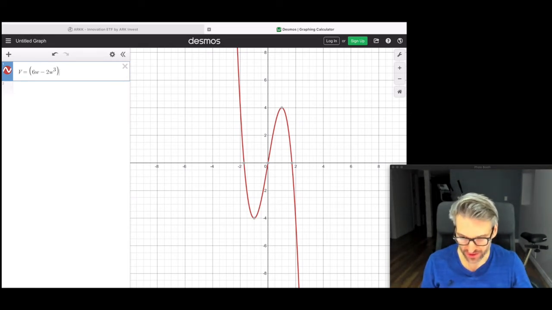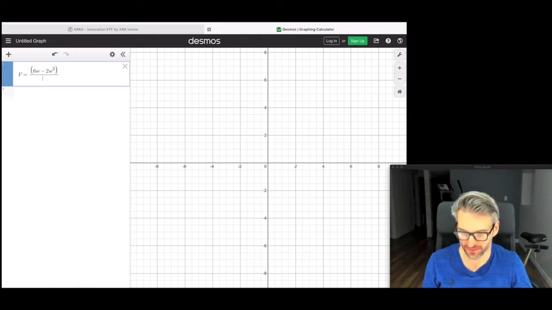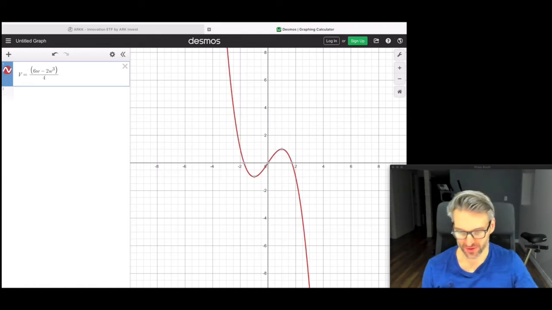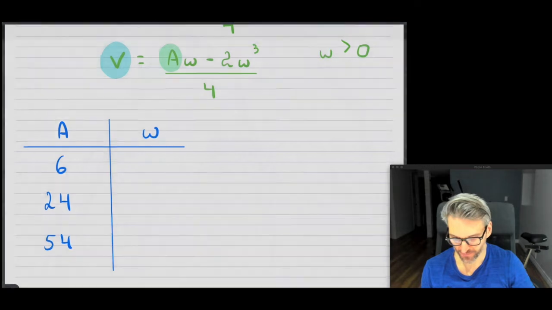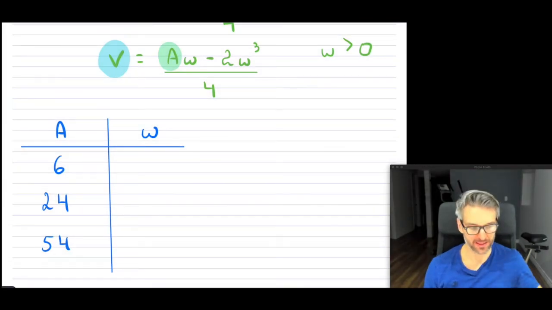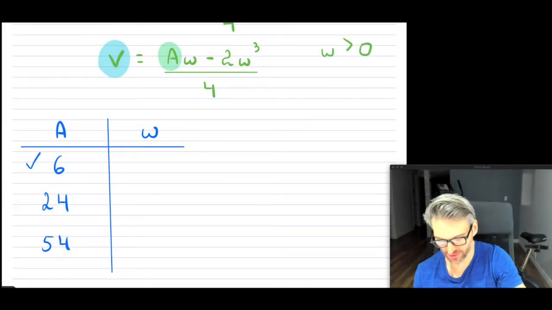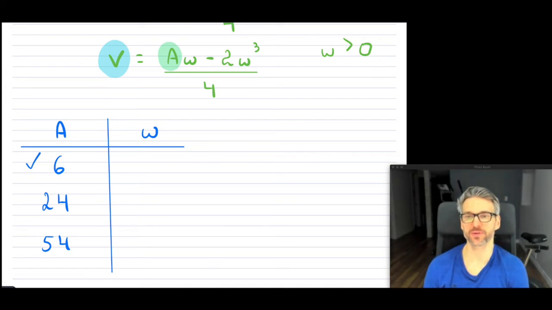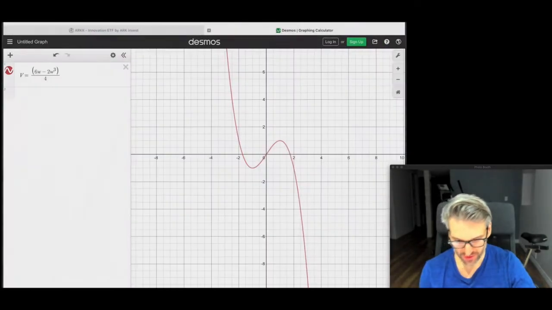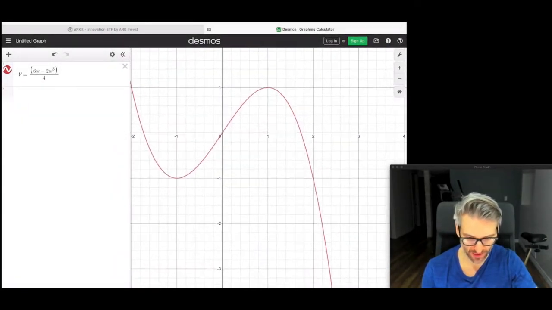And then it was divided by 4. All right, so this is what we had. So let's double check. So, yep, the area, I'm choosing this area right here. So 6, this is going to be my first value. Then W minus 2W cubed over 4. And what I notice, so I'm going to kind of zoom in here.